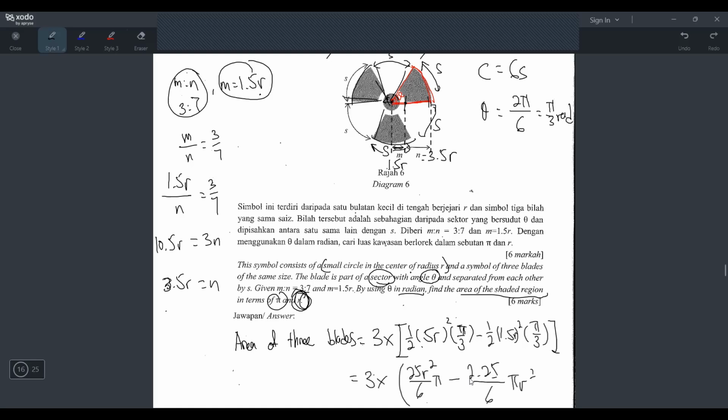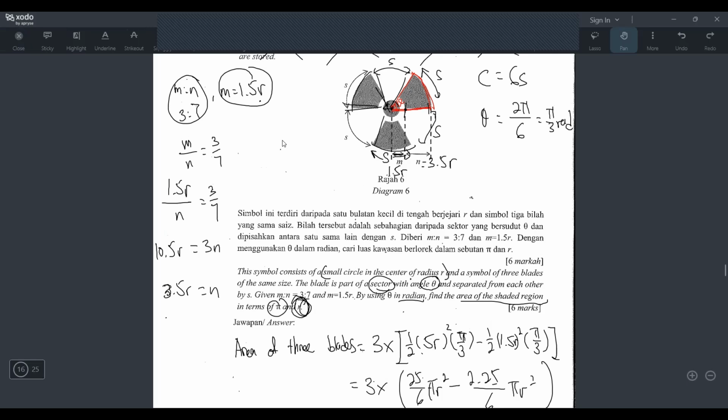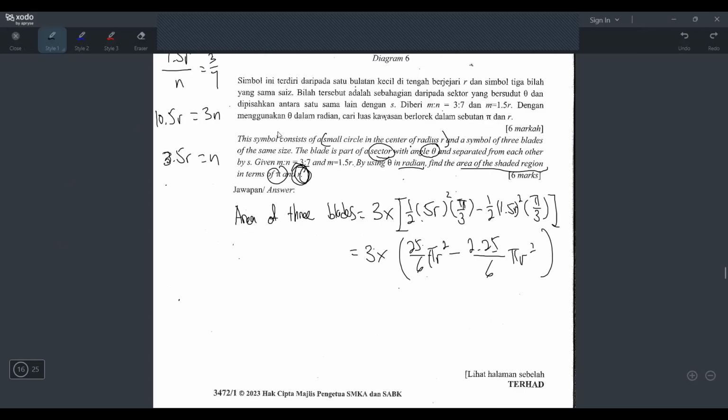Okay, so yeah. Actually, this one I will also change how I write. I will not write like this. I will just write pi r squared like this. Okay, it's better to write like this. Why I have to times 3 is because we are only finding the area of one blade. That's why I have to times 3, right? So now I can write down 3 multiplied with this one. I can press 25 over 6 minus 2.25 divide 6. My calculator gives me 91 over 24.